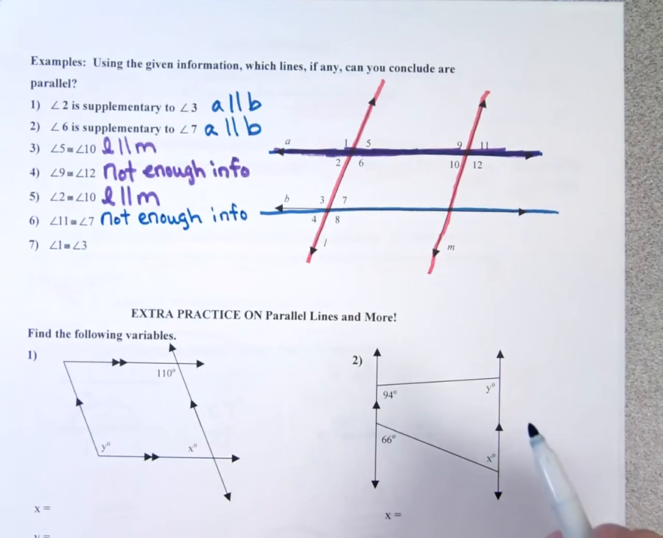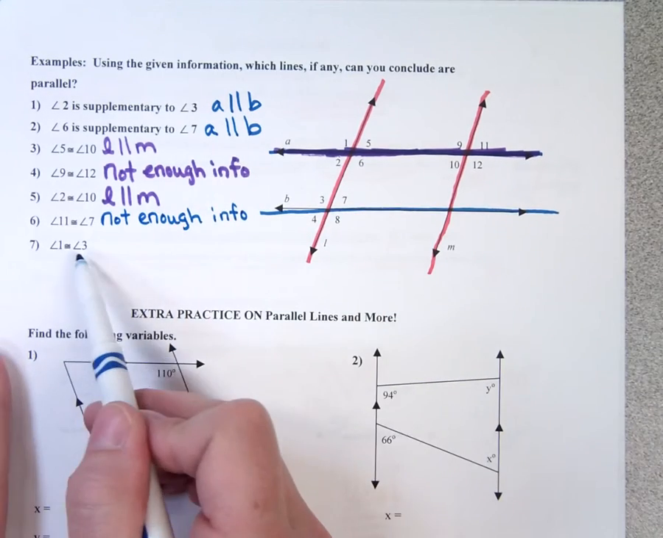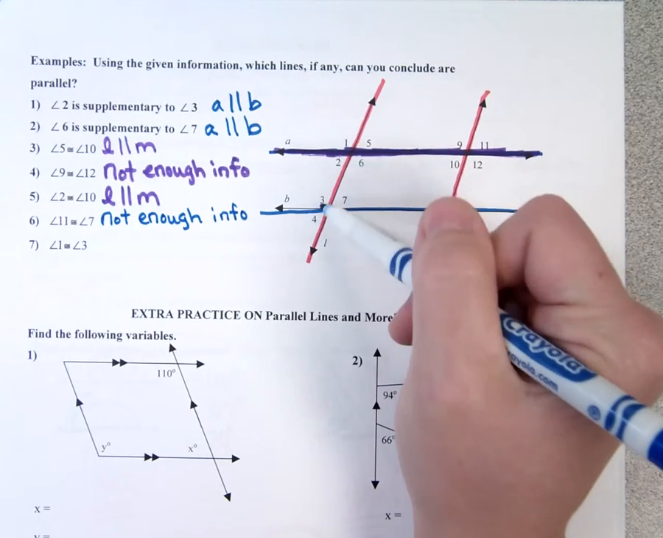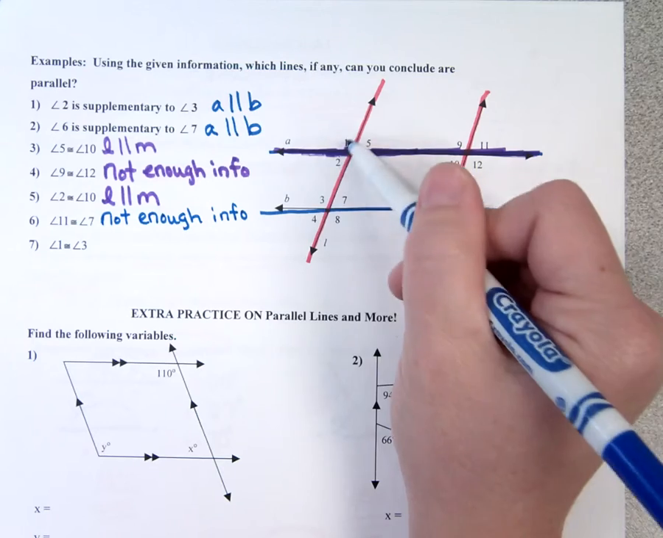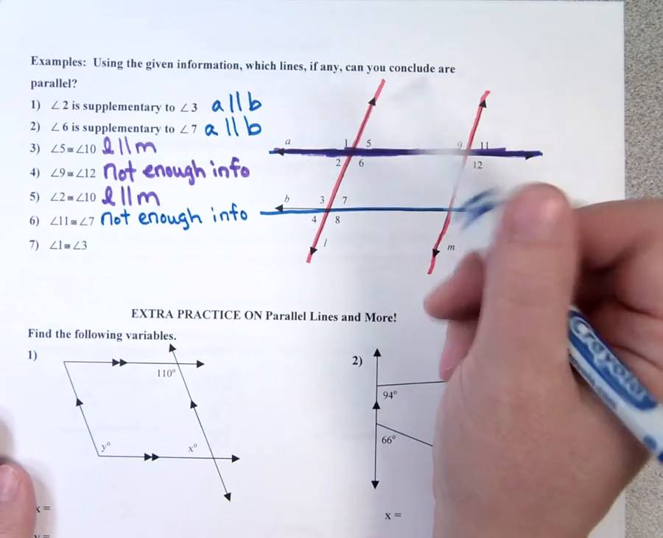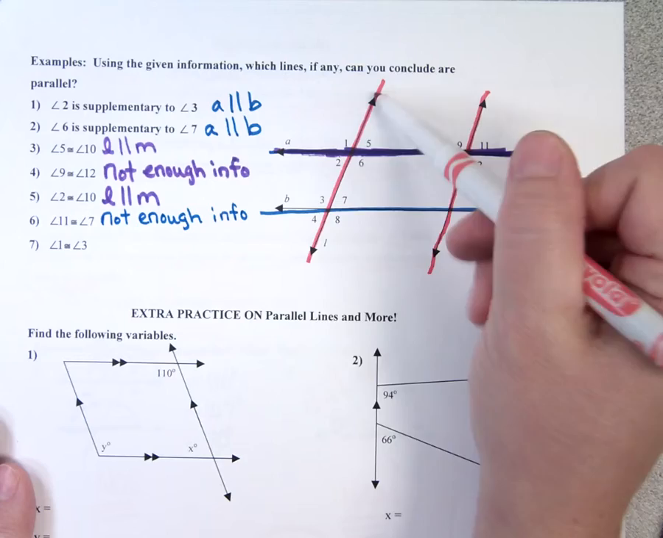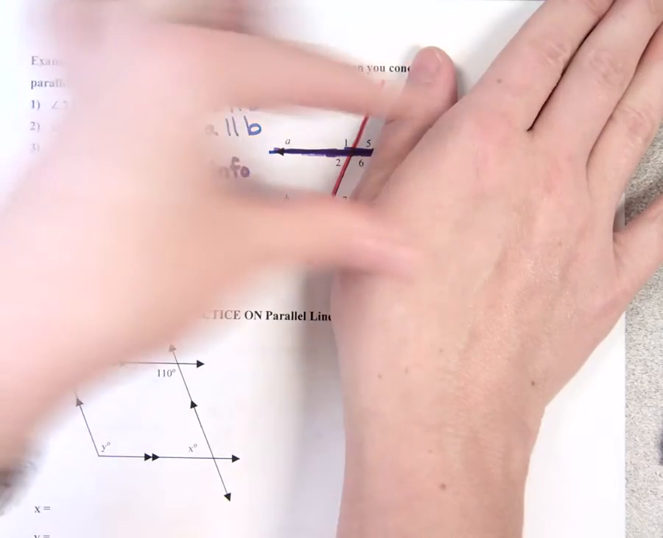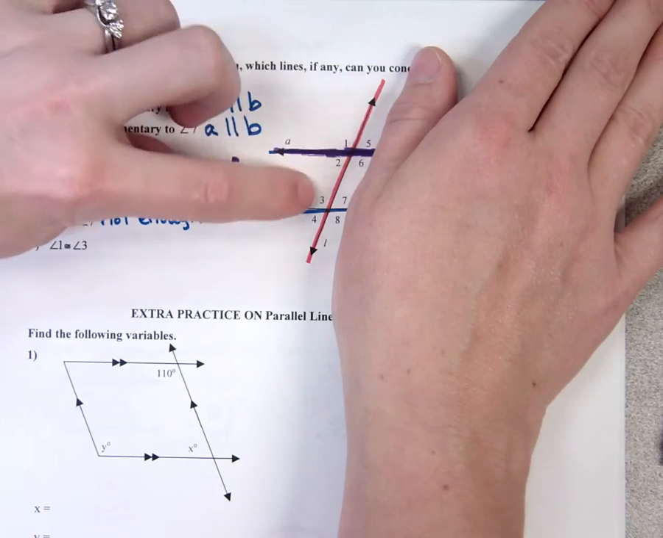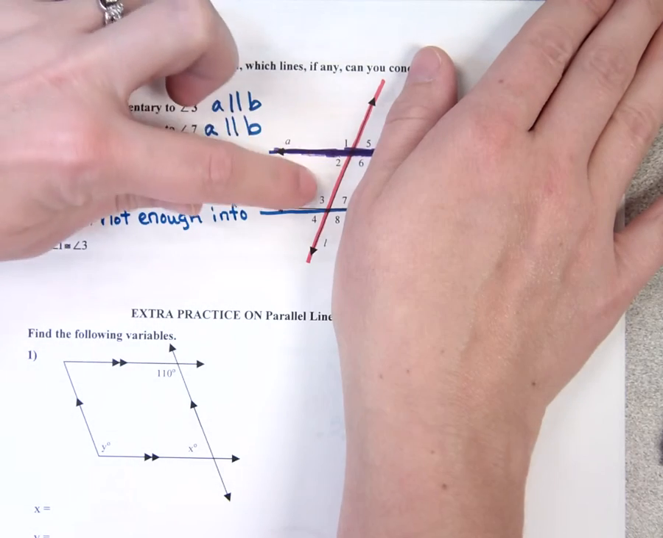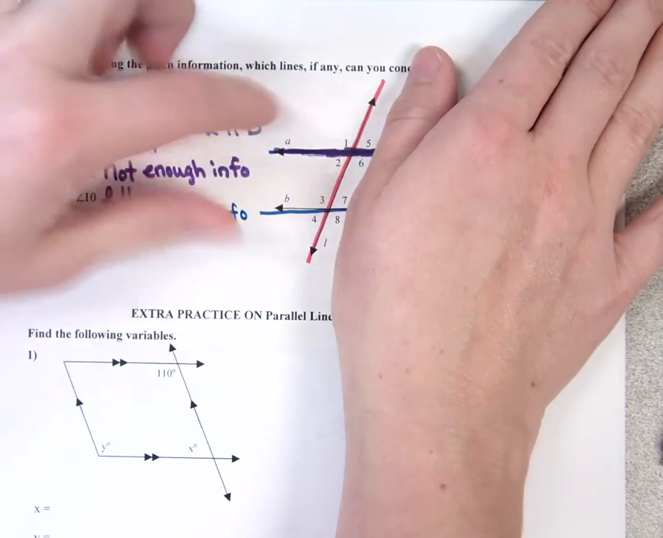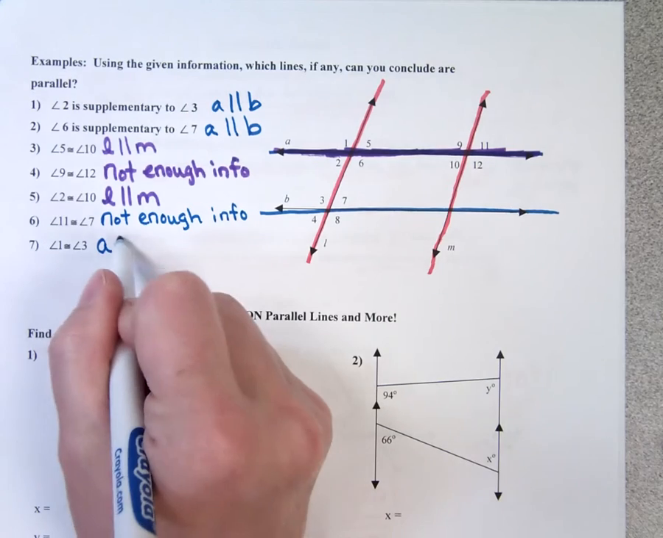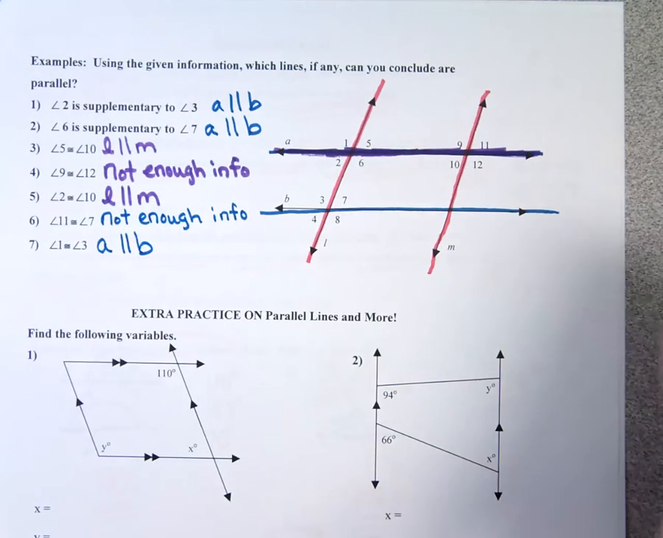Okay, and then number 7 says that angle 1 is congruent to angle 3. If these two angles are congruent, would I have parallel lines? First of all, what transversal are 1 and 3 up against? They're up against this red transversal right here. So that means these would be the lines that could possibly be parallel. So what kind of angles are 1 and 3? Corresponding. And if my corresponding angles are congruent, would these lines be parallel? Yes, they would. And that would make line A parallel to line B.